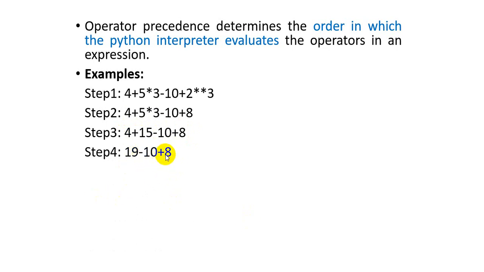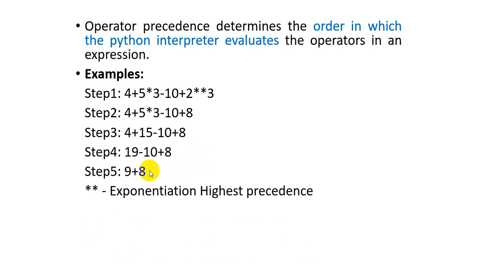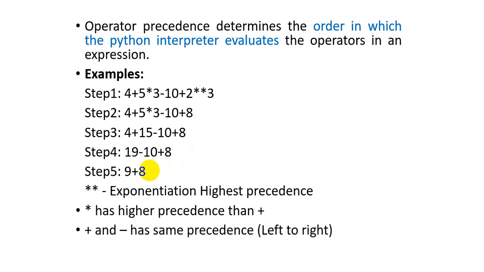Again, minus and plus have equal precedence. The associativity is left to right. So 19 minus 10 is calculated. 19 minus 10 is 9. 9 plus 8, now the output is 17. So here the exponential has the highest precedence. Star has higher precedence than plus, and plus and minus have the same precedence. Associativity is left to right. Now we will check the answer of the expression. Okay, the answer is 17.